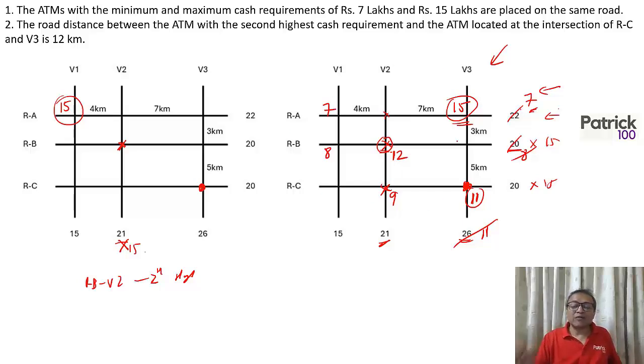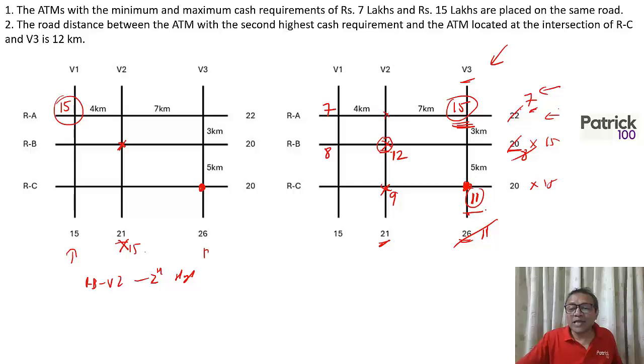So I started with 15, the maximum value. 15 can come in two places only. If I look at which column and which row 15 can come: 15 comes in 15 and 26, V1, V3. The only row 15 can come is RA. So I have two combinations. I've started with 15 at V3. The moment I put 15, 11 is left.